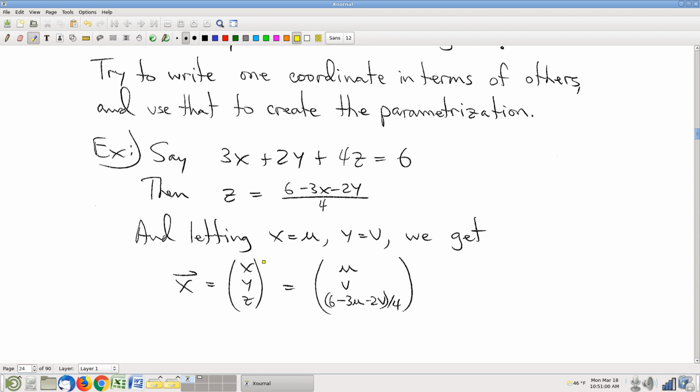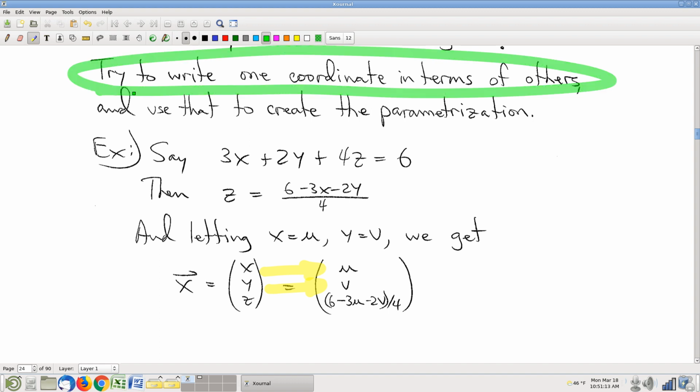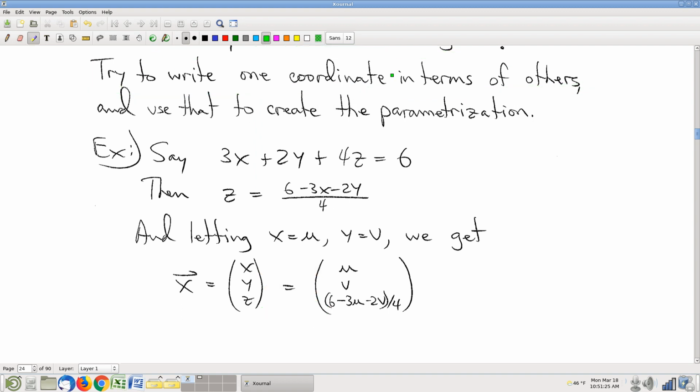Again, what makes this possible, the brilliant choice here, is not just to let x be u and y be v. That's an easy choice, but the thing that makes this all come together is the fact that I've solved for one of the variables in terms of the others. That's what allows me to then complete the parameterization. Without having done that, this whole thing crashes and burns. Okay. All right, so keep that in mind.